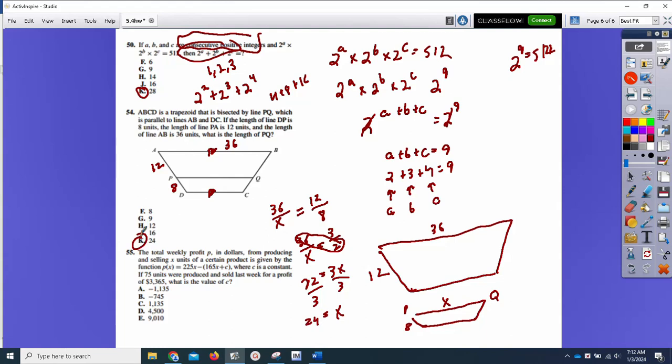55. The total weekly profit P in dollars from producing and selling X units of a certain product is given by the function profit as a function of X is 225X minus 165X plus C, where C is a constant. If 75 units were produced and were sold last week for a profit of $3,365, what is the value of C?